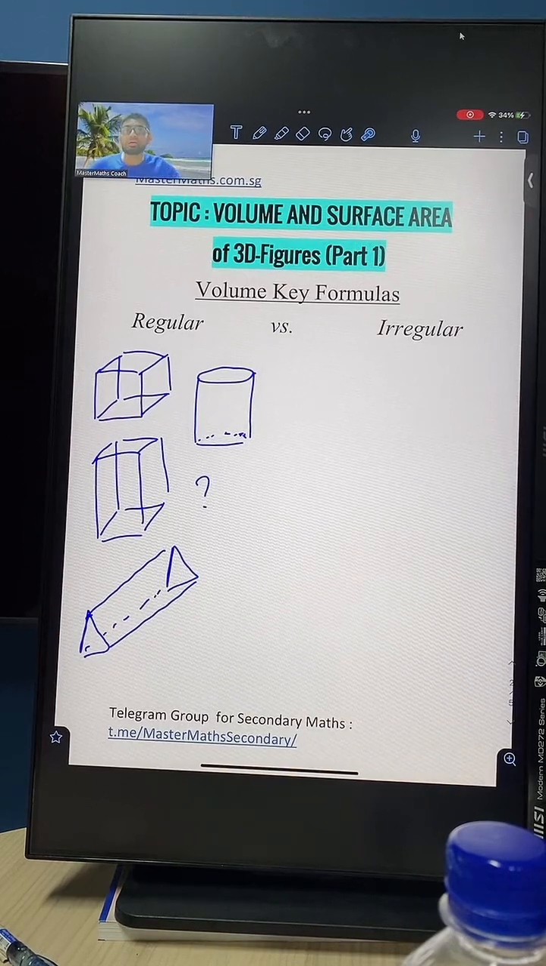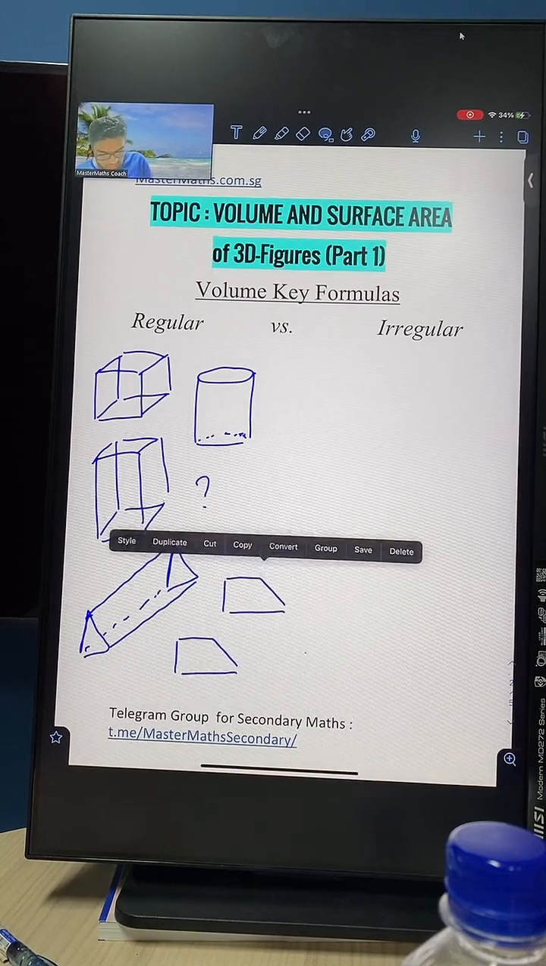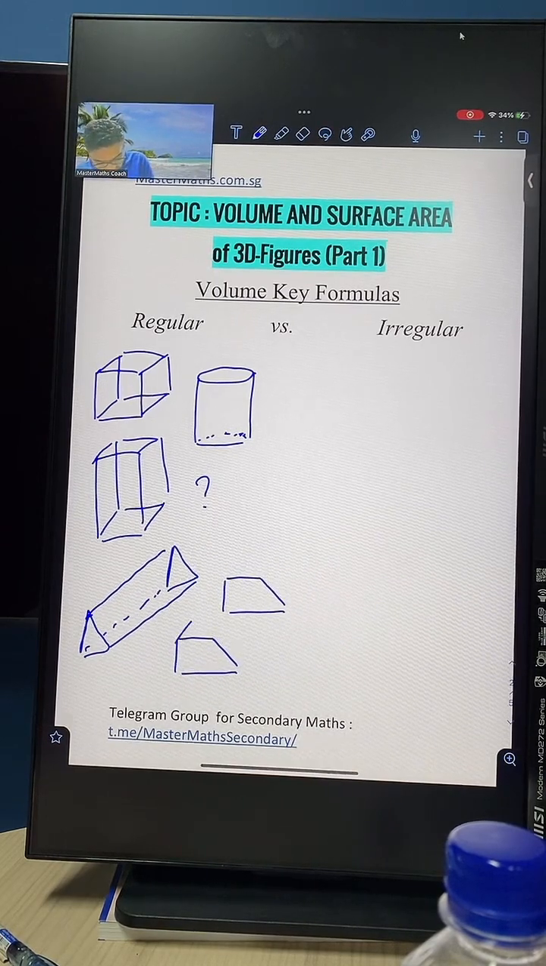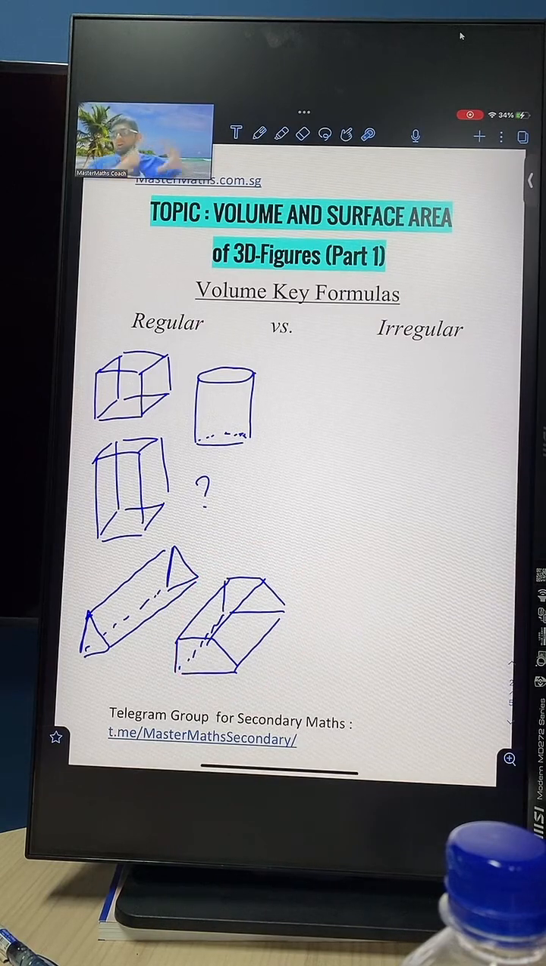What are other regular shapes that you guys know? Let's say, for example, I draw for you a trapezium. Okay? And I duplicate the same sizing over here. Ta-da! This is an example of a regular shape as well. Why? Because throughout the shape, you see the same size again. Okay? So all these are regular shapes.